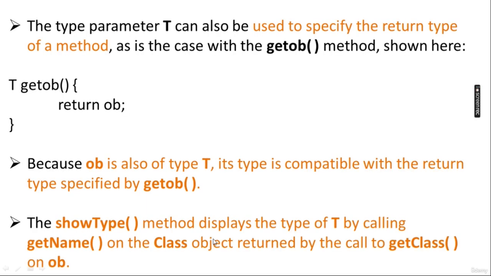The type parameter T can also be used to specify the return type of a method when you are getting the object. T getObject() returns ob, as is the case with the getObject method shown here. Because ob is also of type T, its type is compatible with the return type specified by getObject. The showType method displays the type of T by calling getName on the class object returned by the call to getClass on ob.